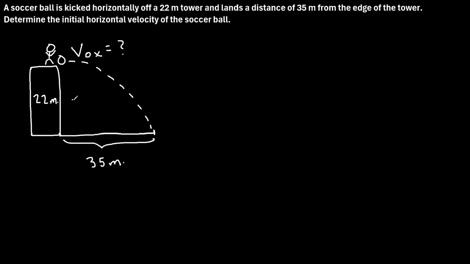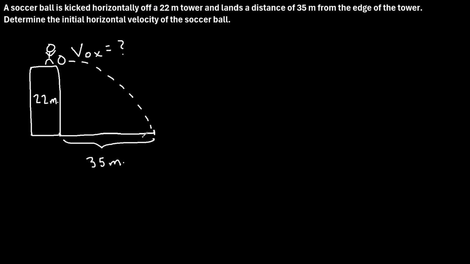So I've gone ahead and drawn this situation. We have this 22-meter tower. This person is standing on the top and they're kicking a ball off the tower. We know that the ball lands 35 meters away from the edge of the tower. And our question is, what is the initial horizontal velocity? What must this value have been in order for that ball to actually land exactly 35 meters away?